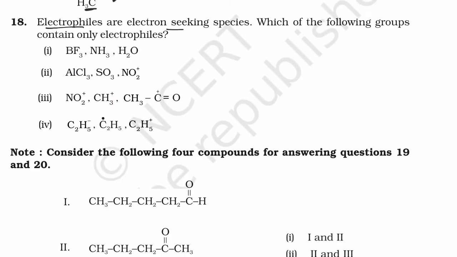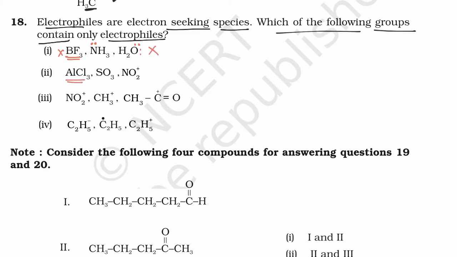Electrophile, or electron seeking species. Which of the following groups contain only electrophiles? An electrophile must have a vacant orbital in which it can accept a pair of electrons. Now BF3 is an electrophile, but ammonia and water cannot act as electrophiles since they do not have a vacant orbital. So the first is not the correct answer.